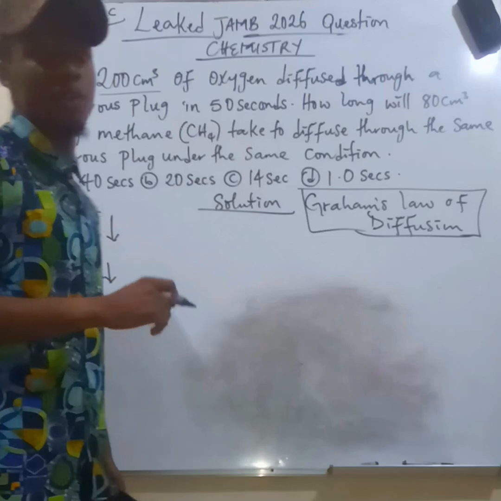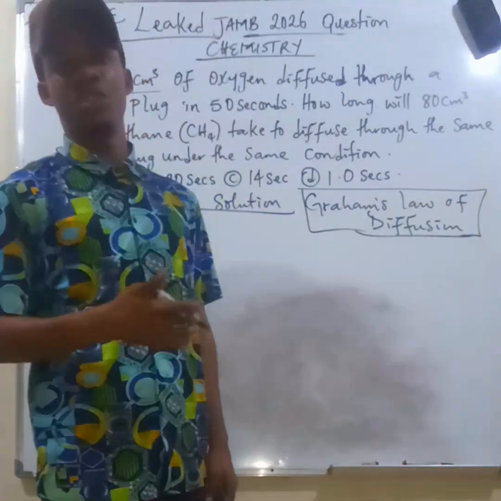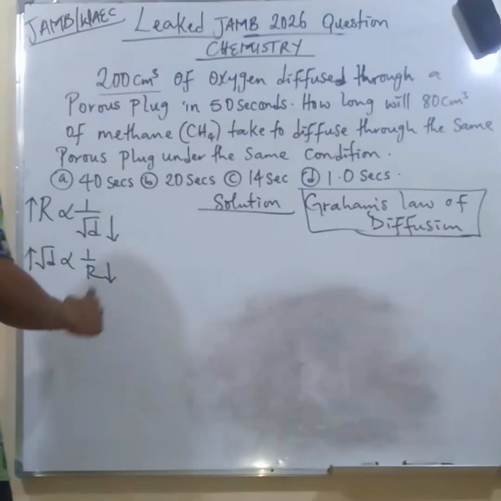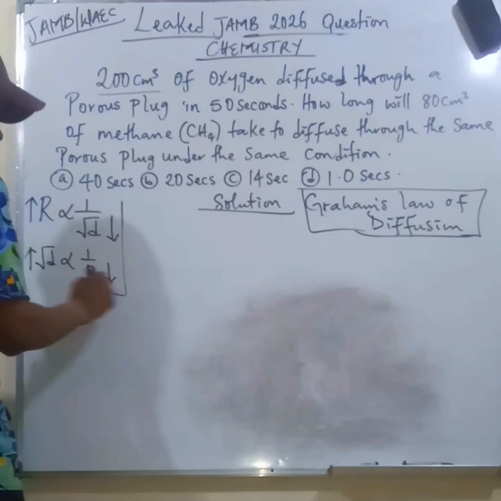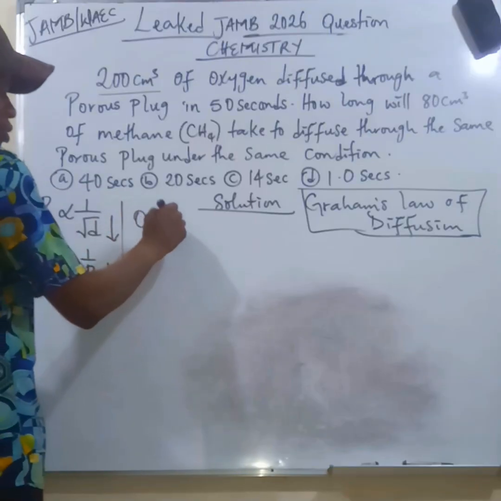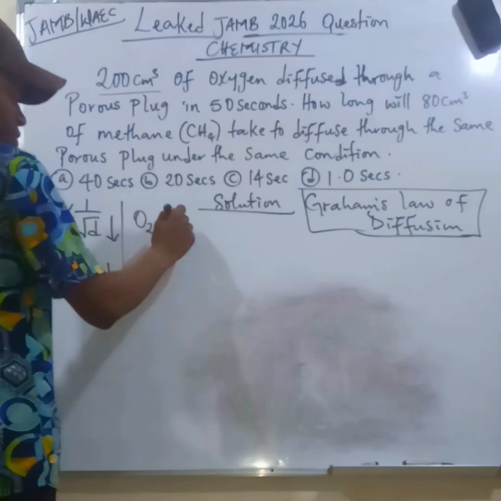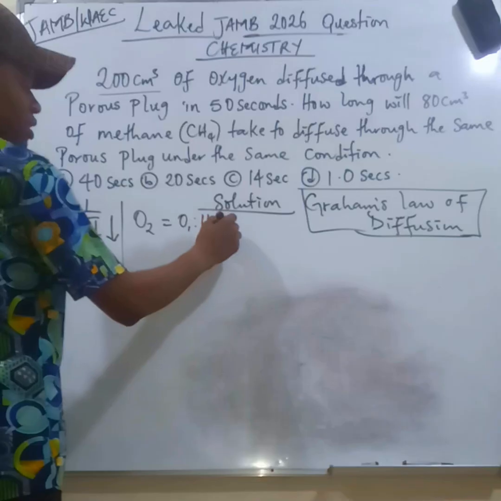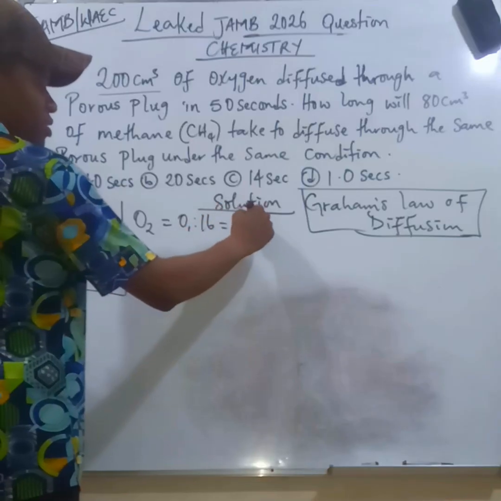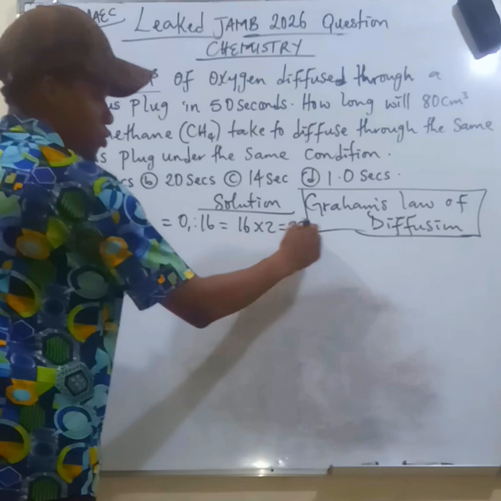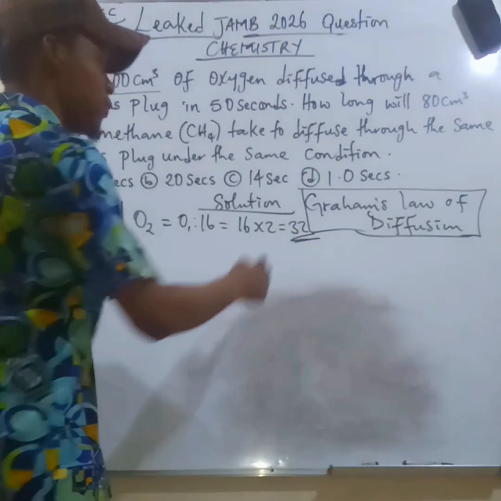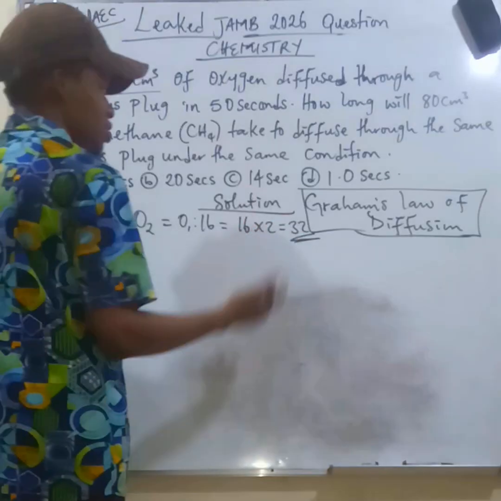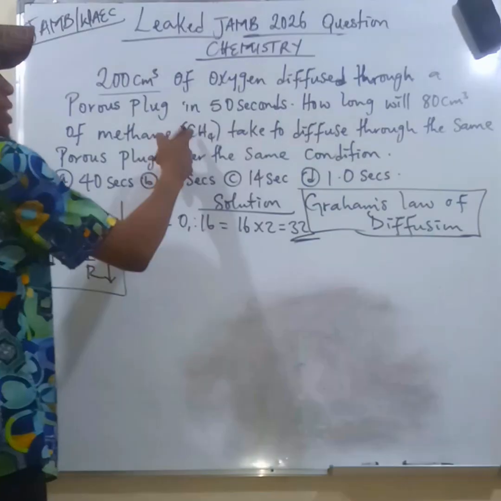Now, if you look at this question, 200 centimeter cube of oxygen diffused through a porous plug. We need to find the molecular mass for oxygen and the molecular mass for methane. Oxygen is a diatomic molecule, O2. O is 16, so to get O2 we say 16 times 2, which is 32. So the molecular mass of oxygen, which you can also refer to as its weight or heaviness, is 32.